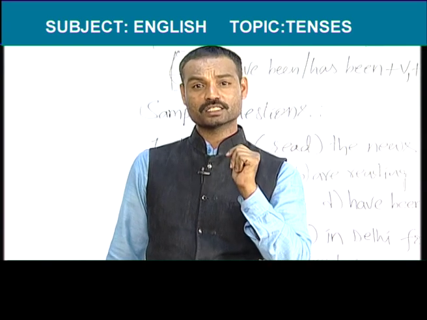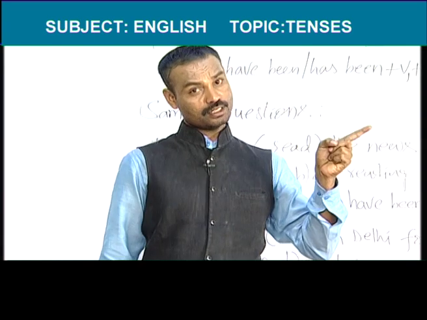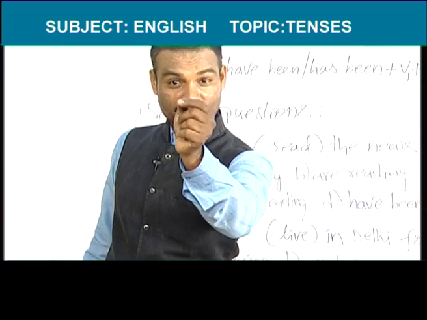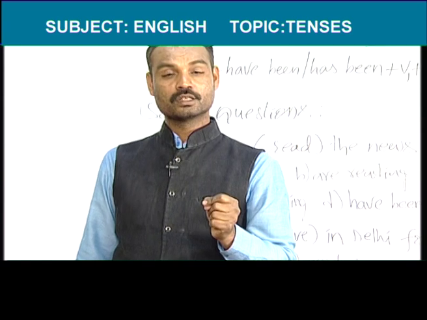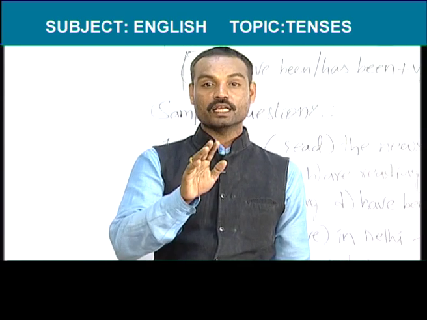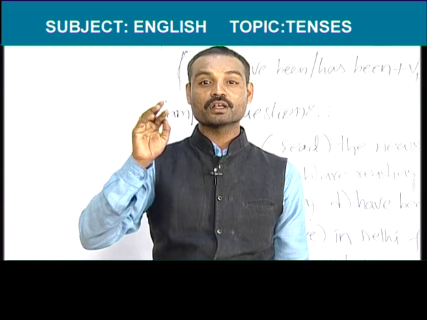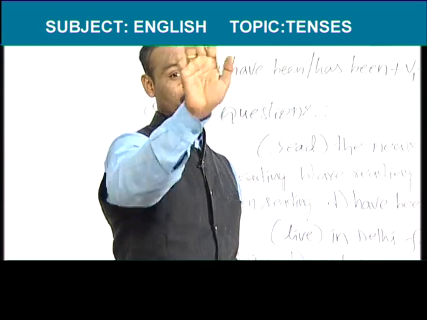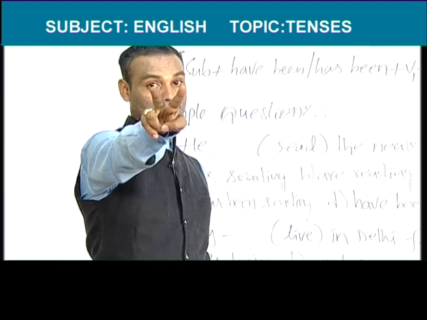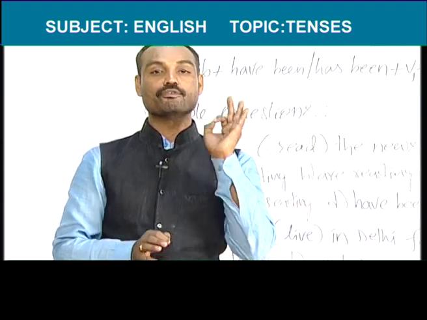The definition of past continuous: the tense which is used to indicate an action which was going on at some time in the past is called past continuous tense. Friends, in past continuous, there are two helping verbs. They are was and were.